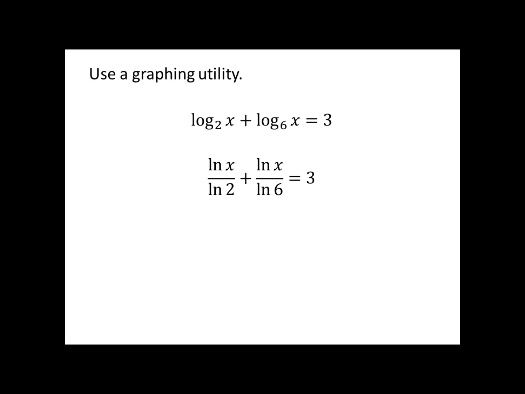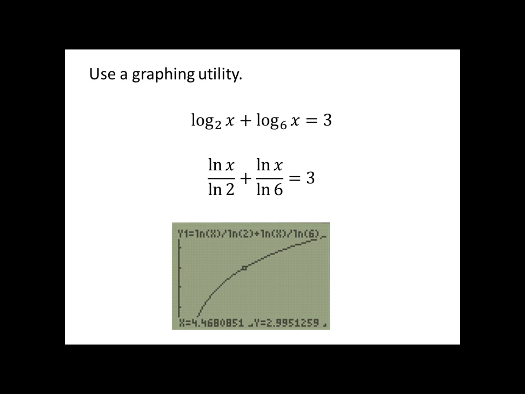Okay, now I go ahead and put this left side of the equation into my y equals. And what I'm looking for is where that y equals 3. So I graph it, and I use my trace button, and I move left or right until I get y equals something really close to 3. So here we see that when y equals 2.995, which is pretty darn close to 3, x equals 4.468.